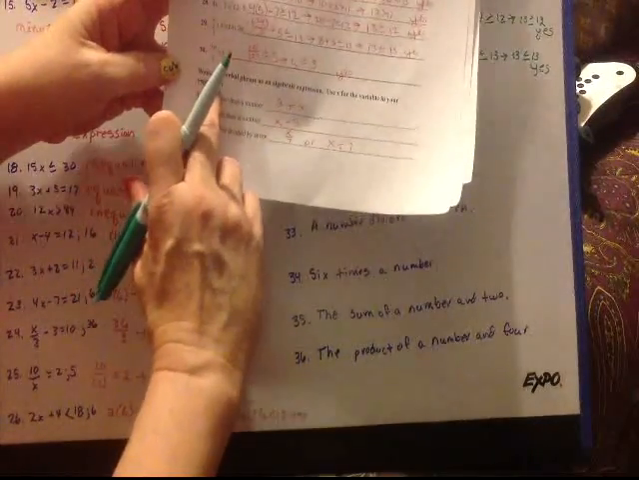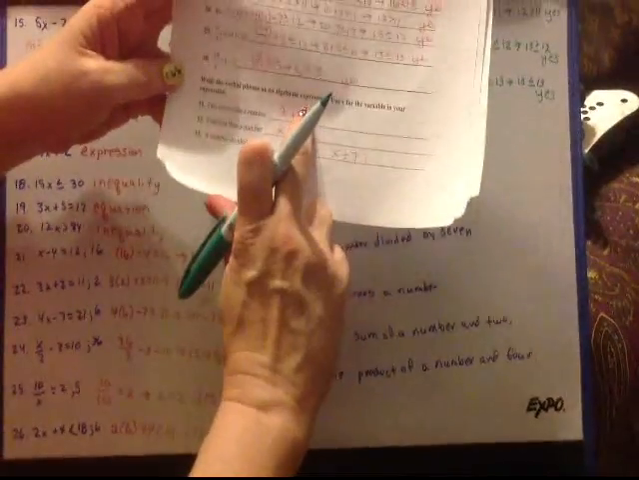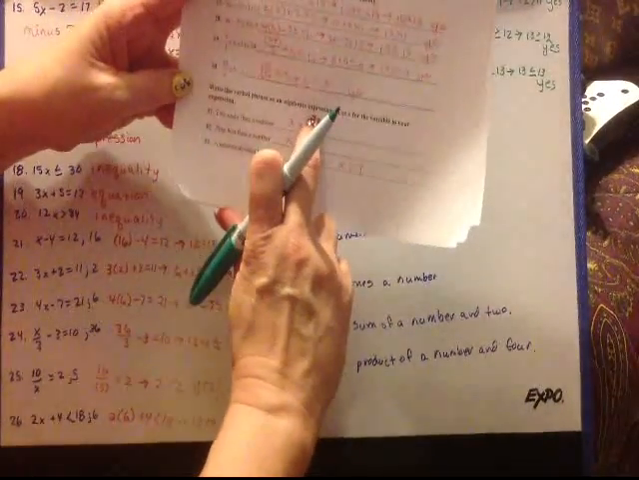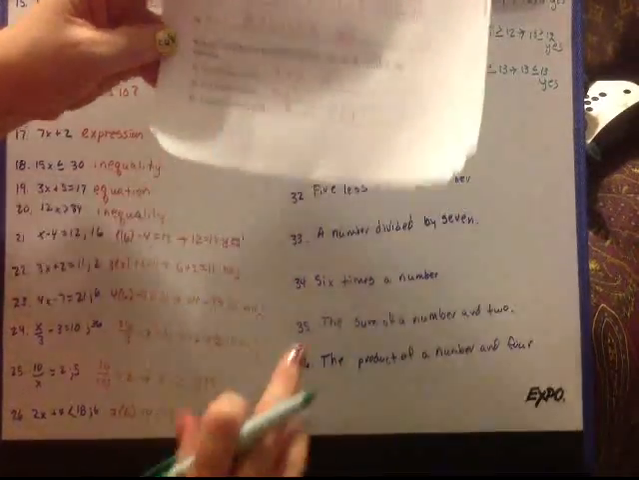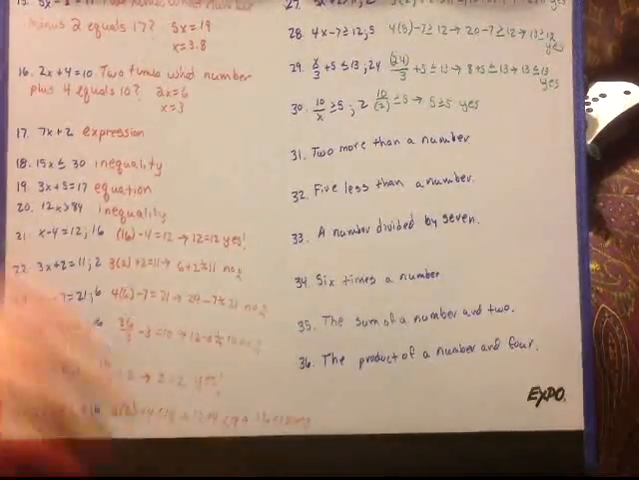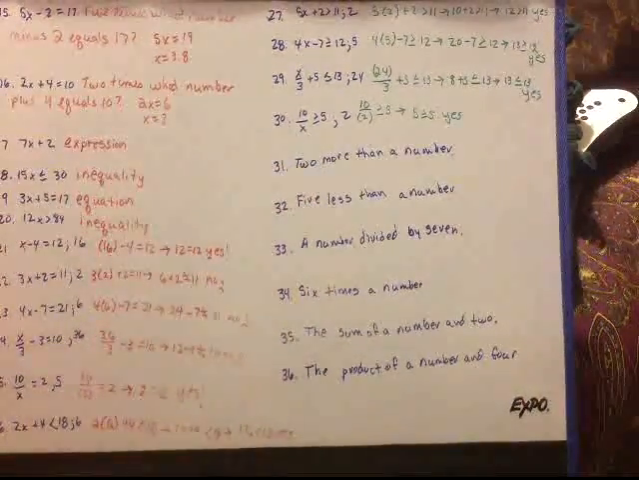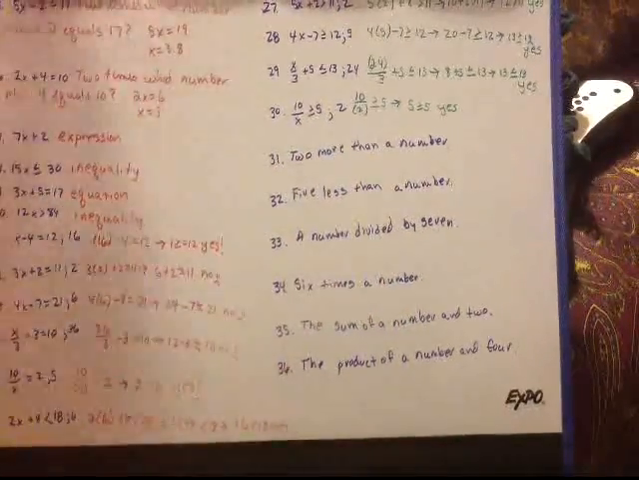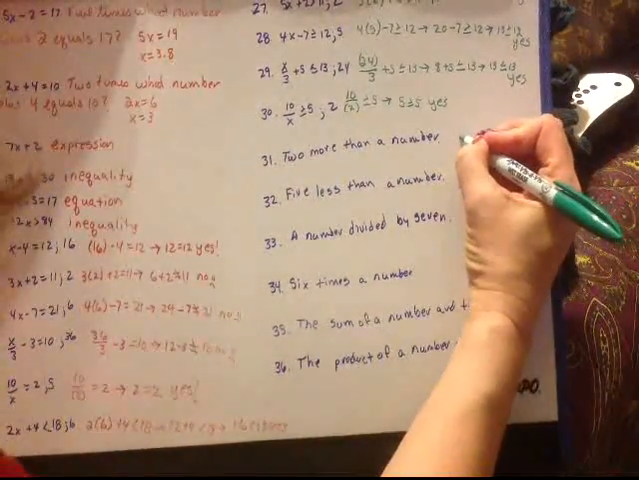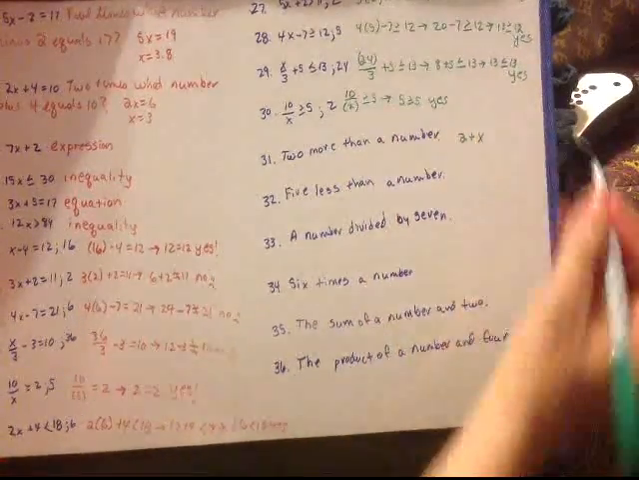Don't expect it. Our last section, write the verbal phrase as an algebraic expression. These are not going to be equations or inequalities. Use x for the variable in your expression. So one solution strategy for this is for you to read it to yourself. 2 more than a number. 2 more. So 2 plus a number. That's it.